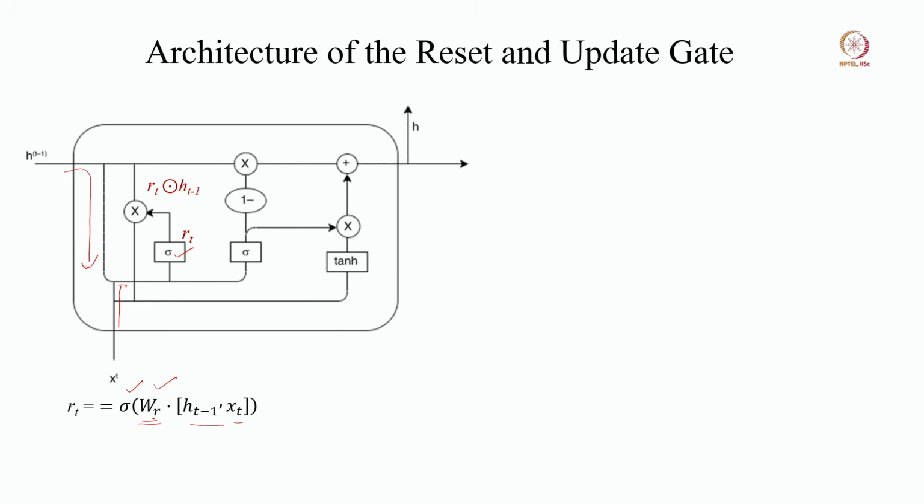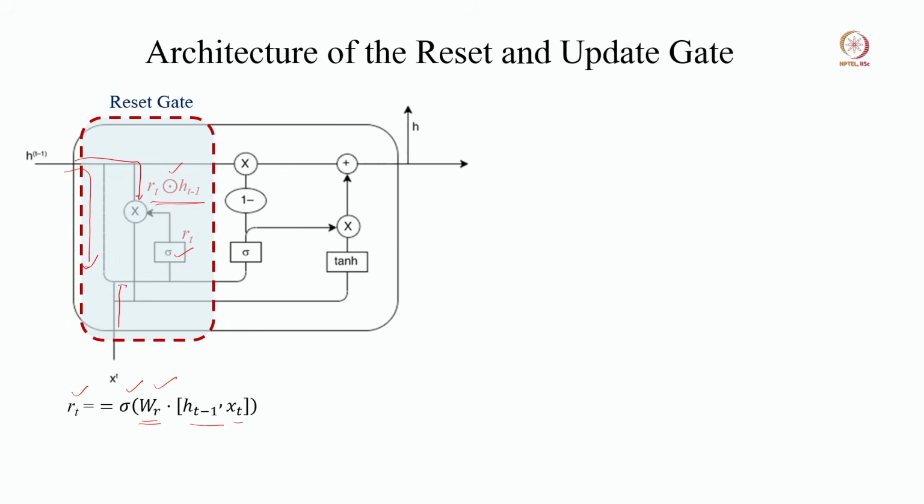WR is the matrix associated with the reset gate, okay, and then whatever comes out of this sigmoid operation, this RT gets element wise multiplied with HT minus 1. So, HT minus 1 is getting multiplied here, and we get RT into HT minus 1 here. Okay. Now, this is my reset gate.